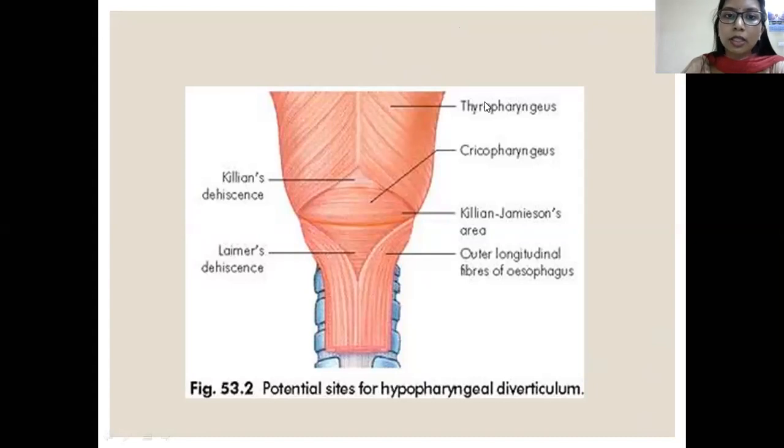So these are the three weaknesses in the pharynx which we talk about, but mostly since we are on the topic of esophagus, we will concentrate more on the Laimer-Hackermann's dehiscence. So when we get to the part of dysphagia, we will definitely be discussing these in detail. But for right now, you need to know that there are three areas of weaknesses in the pharynx.